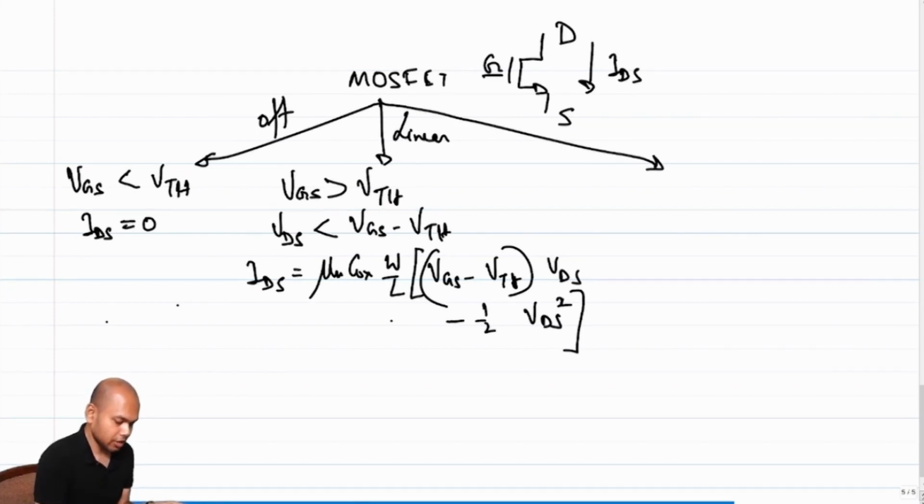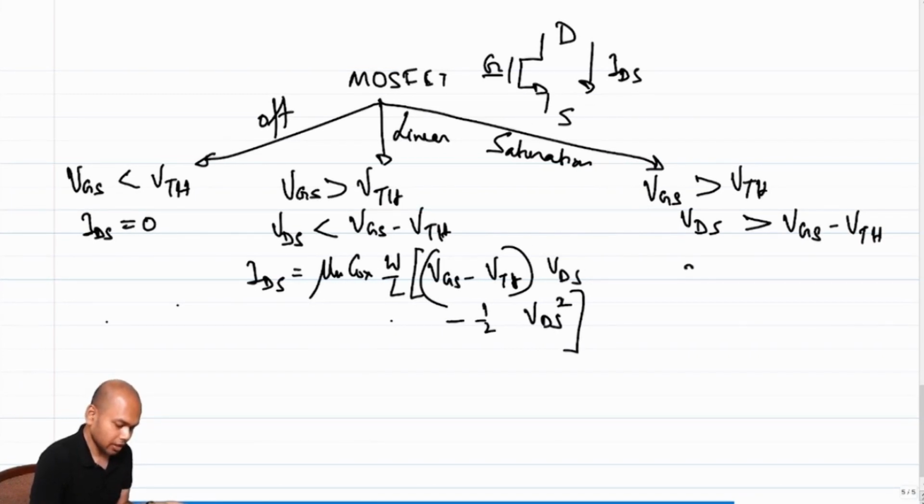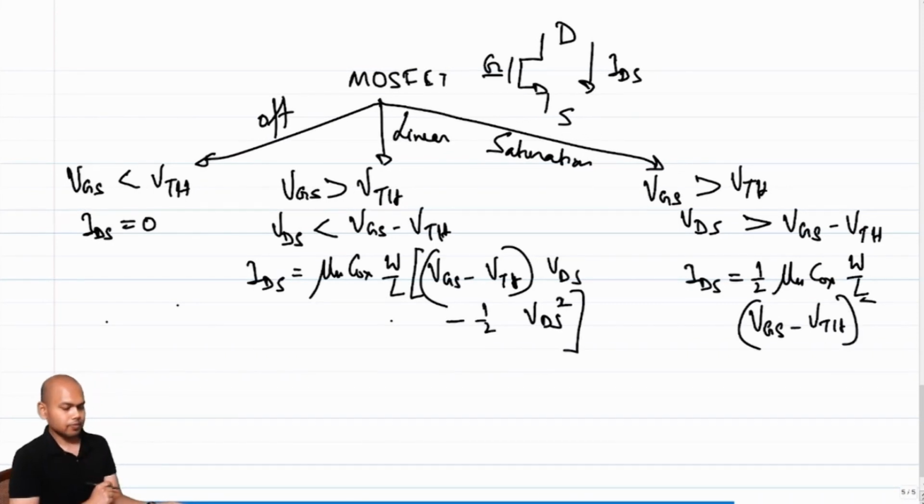And there will be a third region of operation, and we call this the saturation region. What is the condition here? Here VGS again has to be greater than threshold voltage because the transistor has to be on, otherwise there will not be any current flow. And the other critical condition is VDS has to be greater than VGS minus threshold voltage. And in this case, your IDS is equal to half mu n Cox W over L times VGS minus threshold voltage squared. Okay.